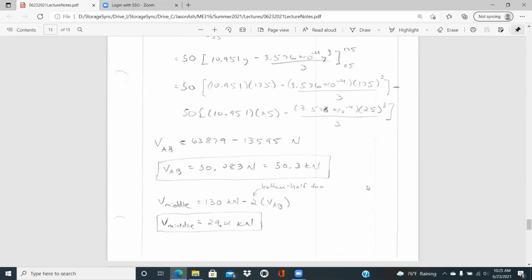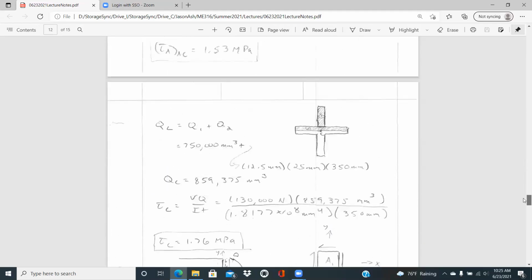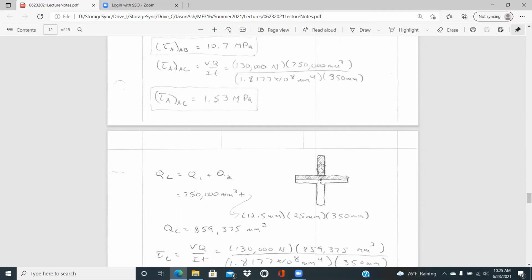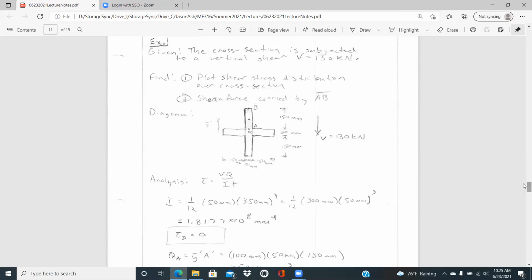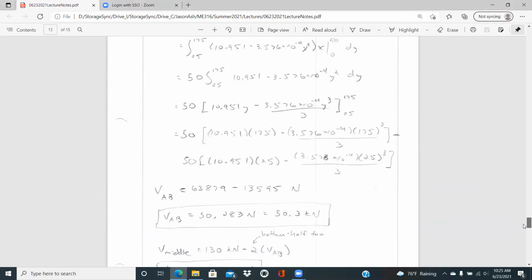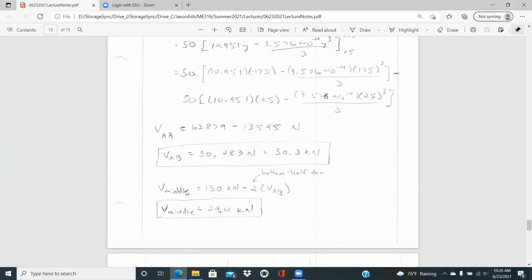With that, we're symmetric for the cross section. So we know that the bottom half also carries 50.3 kilonewtons. We also know that a full 130 kilonewtons is applied. And so to calculate out the middle portion, we don't have to do any more of this nonsense. We can just use equilibrium. The shear of the middle portion is 130 kilonewtons minus 2 times the shear of AB, taking into account the bottom half, which will give you a shear of the middle section of 29.4 kilonewtons.